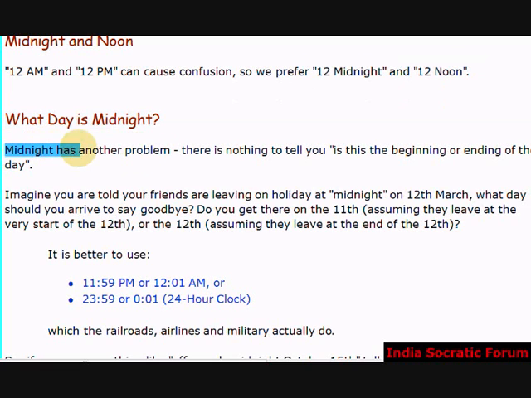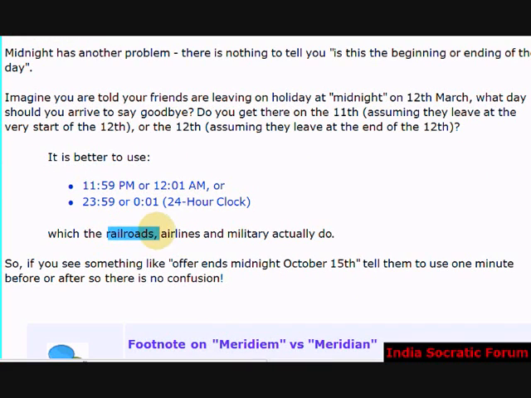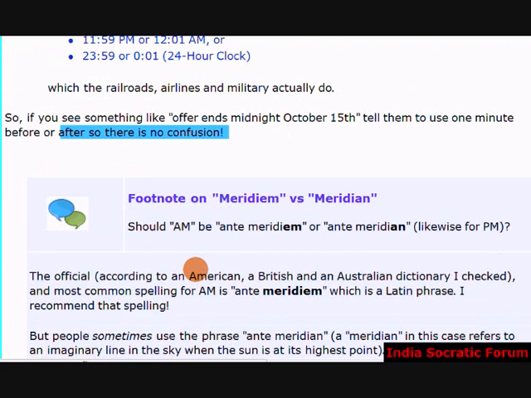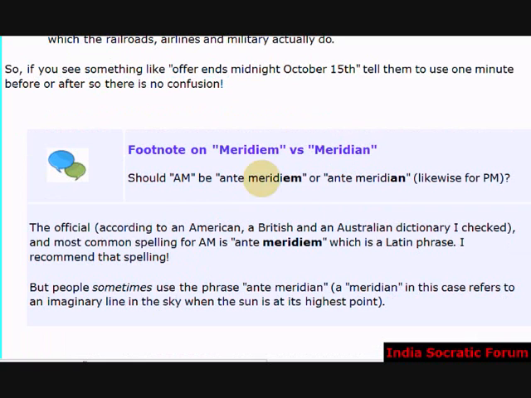Midnight has another problem. Is it the beginning or ending of the day, right? So it is better to use 11:59 PM or 12:01 AM, or 23:59 or 00:01 in the 24-hour clock. This is what railways, airlines and the military actually do. If an offer ends at midnight, tell them to use 1 minute before or 1 minute after. Okay, footnote: meridium versus meridian. Ante meridian or post meridian refers to an imaginary line in the sky where the sun is at the highest point. Both are correct, it doesn't matter.